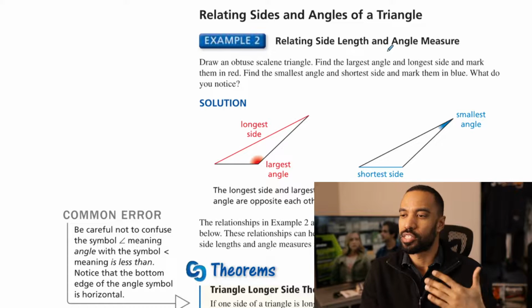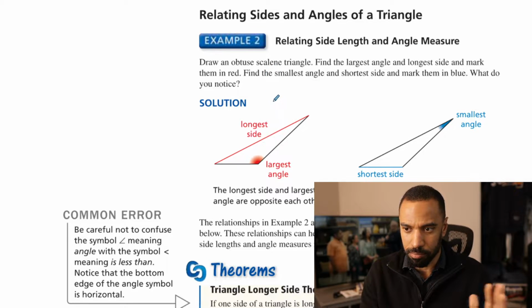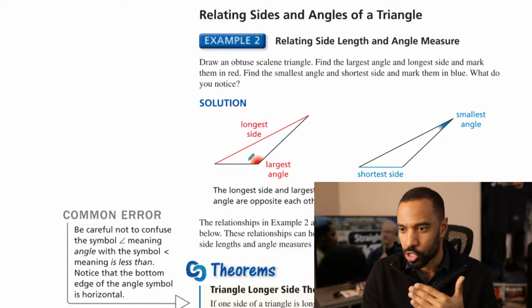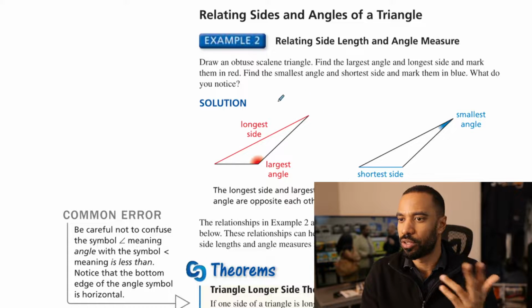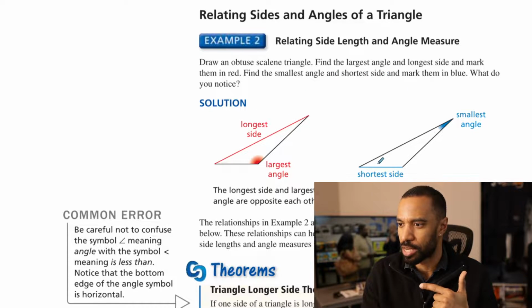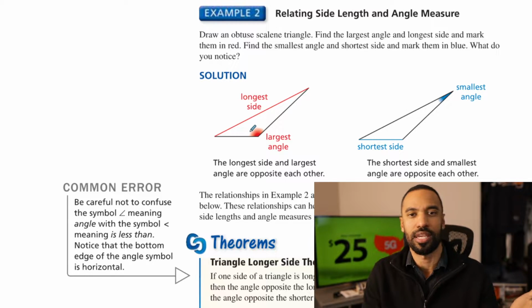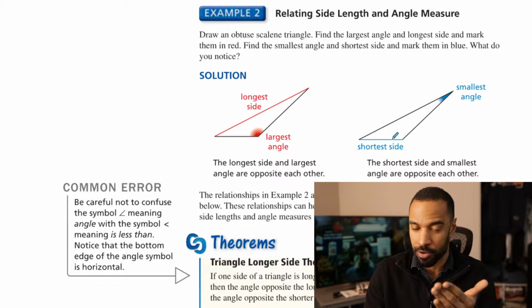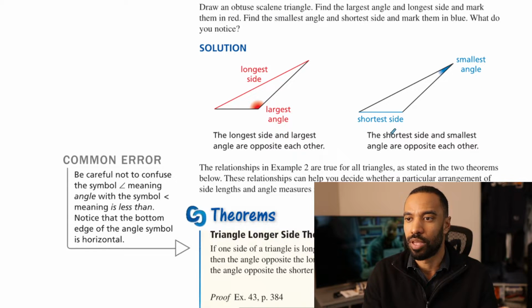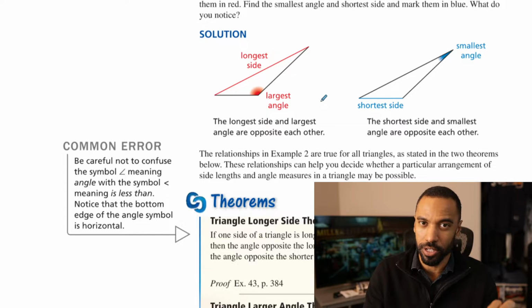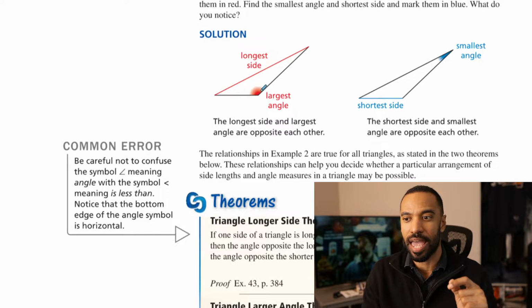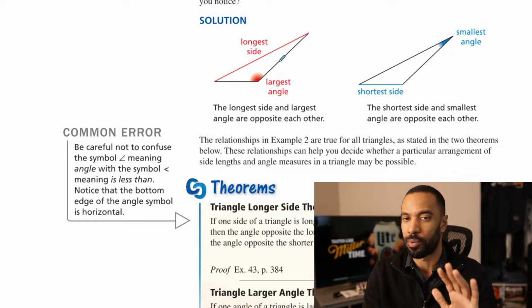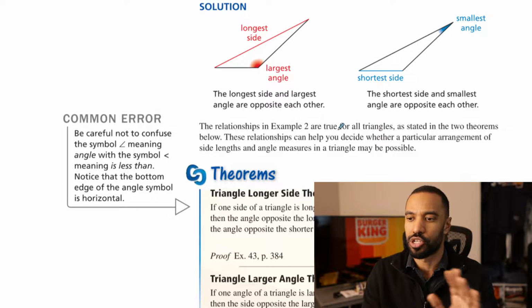Relating side length and angle measure. So here's the part that I wanted to get into with the equal sides and equal measure. Draw a two scalene triangles. Find the largest angle and longest side and mark them in red. Find the smallest angle and shortest side and mark them in blue. What do you notice? Opposite the largest angle is the longest side. Opposite the smallest angle is the shortest side. And there's very much truth to that. It's always true in that way. It's not a direct proportion, like if you double the angle, the side doubles. Nothing like that. There's trigonometry that would show otherwise. But that's the relationship they're talking about here.